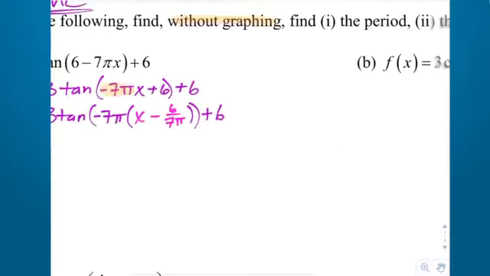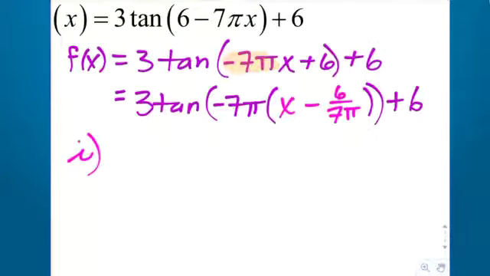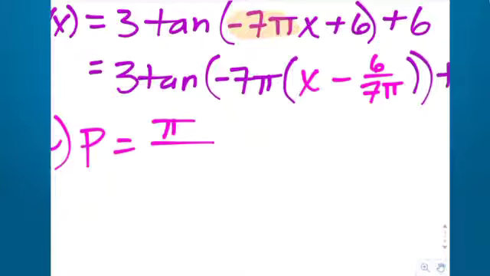Part I says the period. So I'm going to call it P, and I need to remember the formula. This is a tangent. So tangent, just like cotangent, start with a period of what? Pi or 2 pi? Pi. Tangent and cotangent are the only two that have default periods of pi. They repeat themselves twice as you go around the unit circle. The only two. So we start with pi, and we divide it by b or the absolute value of b? Absolute value of b. So that's going to be positive 7 pi. If you simplify, you get 1/7.